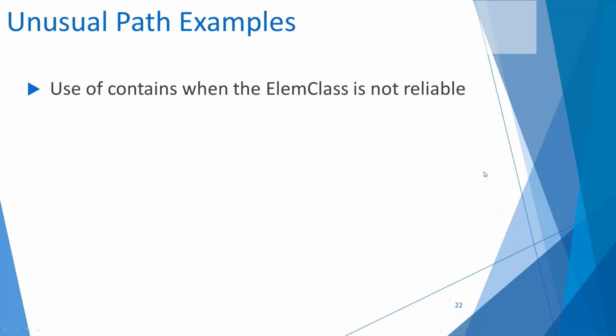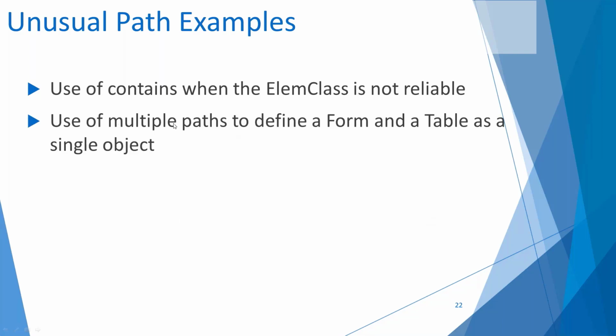Okay, now I'm going to take you through some kind of unusual examples, and I'm going to use a live AscentialTest to do this. I'm going to talk about how sometimes we use contains when the element class is not reliable. What I mean by that is sometimes you'll have applications where the element class is generated by some tool that you're using to render your application. So when you see an element class that has a bunch of letters and numbers in it, that doesn't really spell out what the object is, it might not be reliable. Every time you regenerate the application, every time you do a new build, the path might change. So you don't want to use a path like that.